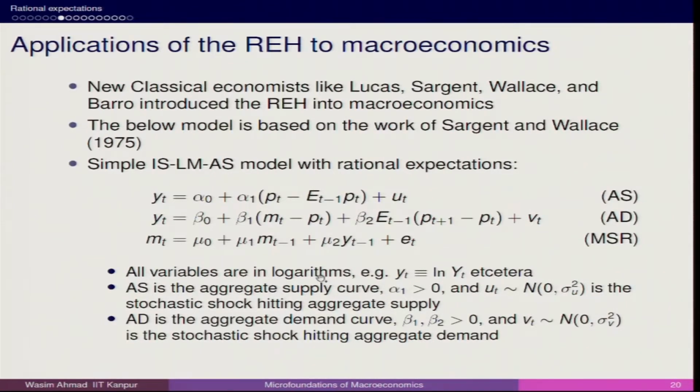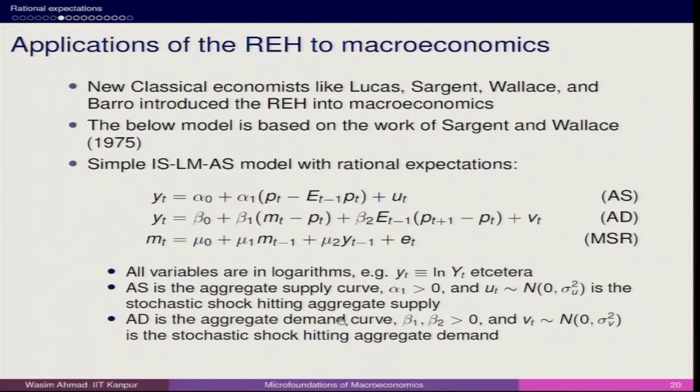All variables are in logarithms, which means that if I am talking about GDP, it is also in log. So all are log models. If we have money supply, it is not actually in thousands, it is the log of those thousands, so you have to keep that in mind. In the aggregate supply curve, alpha 1 is greater than 0, and u t is normally distributed with variance sigma squared u, a stochastic shock hitting the aggregate supply. As long as this is 0, the model is deterministic, but the moment you add u t, it becomes stochastic.